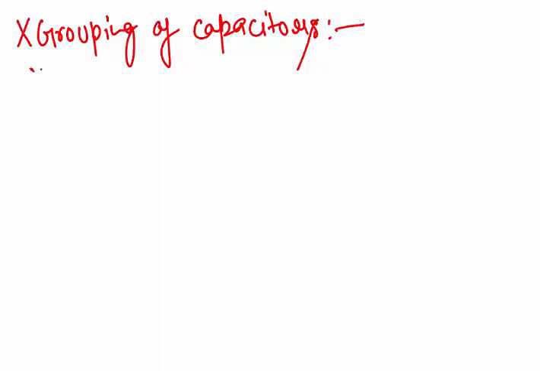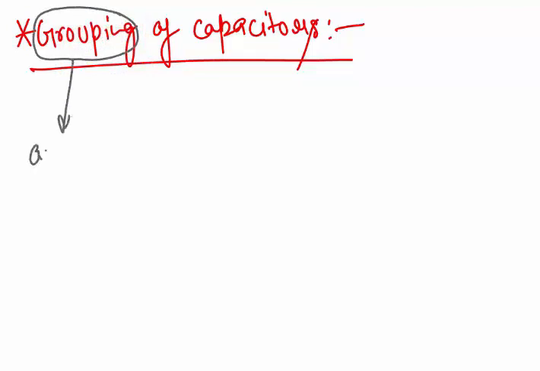Okay, now what does it mean, grouping? First of all, understand the meaning of this word. Grouping simply means accumulation. Okay, so here it is arrangement.